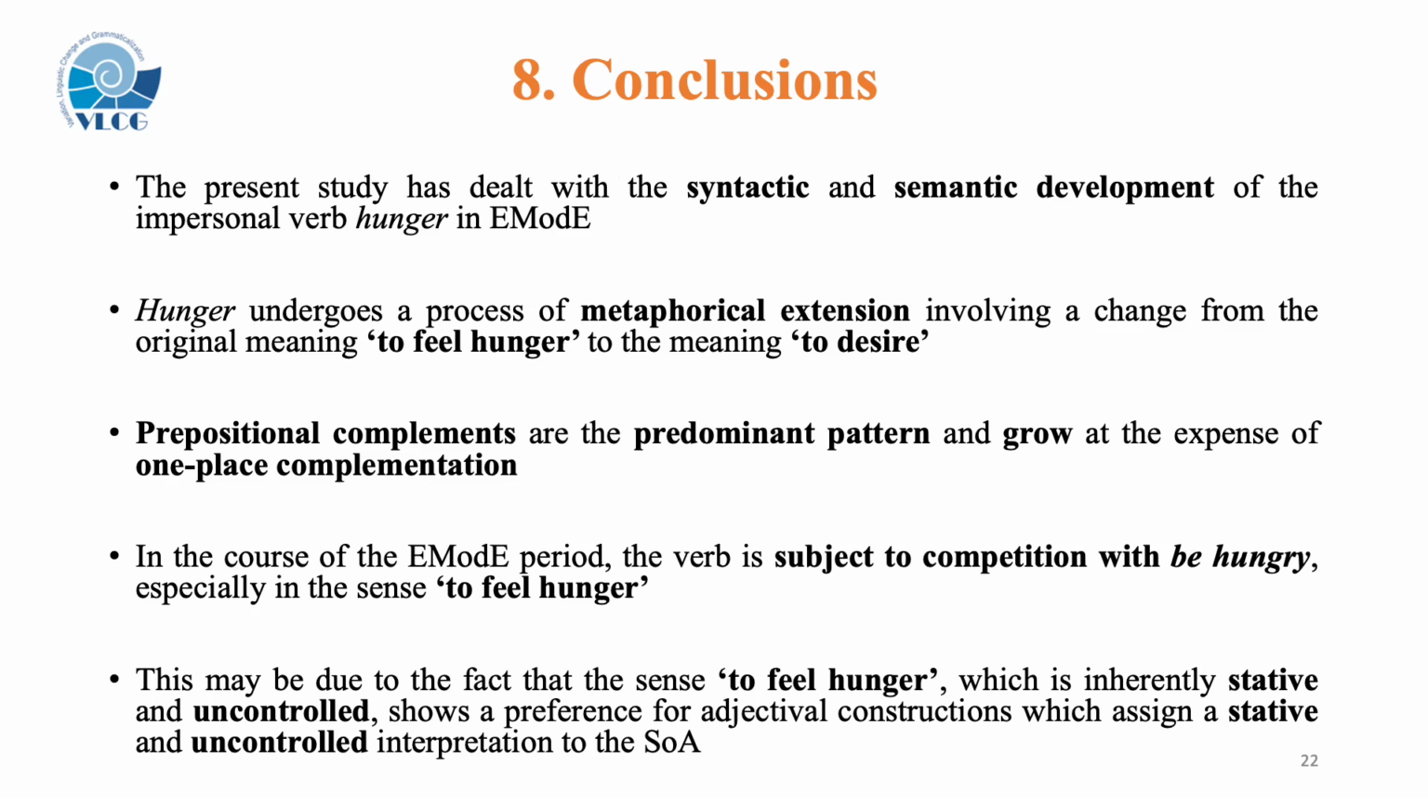So to conclude, the present study has dealt with the syntactic and semantic development of the impersonal verb hunger in early modern English. Hunger undergoes a process of metaphorical extension involving a change from the original meaning to feel hunger to the metaphorical one to desire. Syntactically, prepositional complements are the predominant pattern and grow at the expense of one-place complementation.